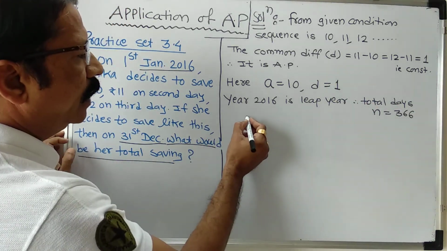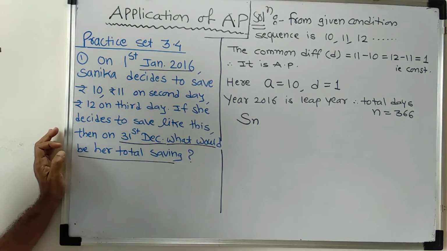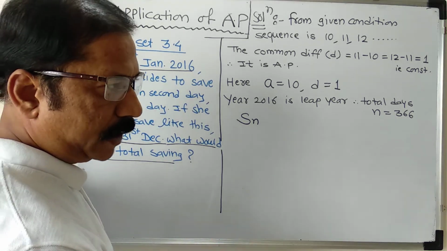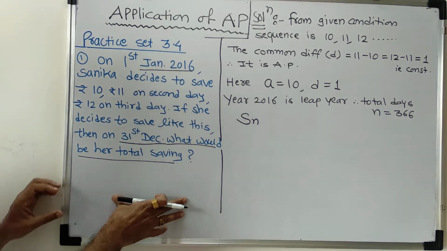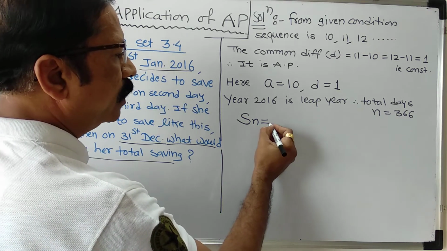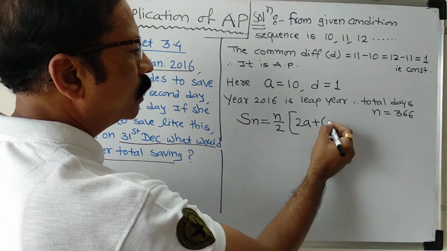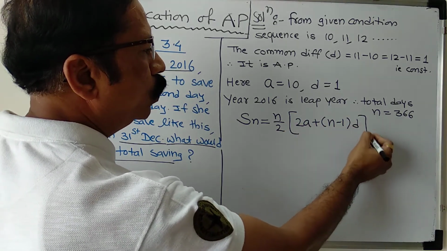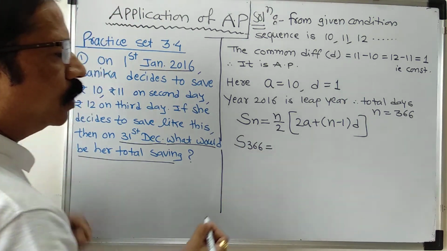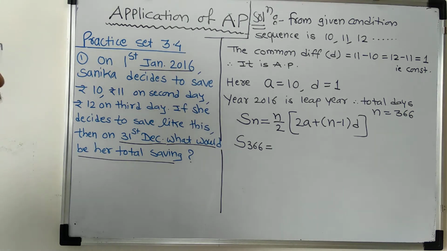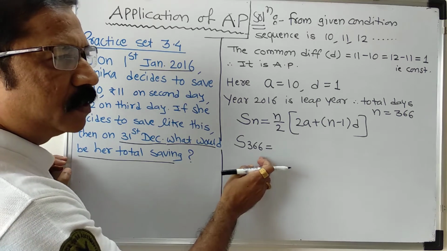So you have to find Sn. So first you have to select the formula. You have to use either Tn or Sn. In this sum, you have to find the total saving. So we are going to use the formula of Sn is equal to n upon 2 into bracket 2a plus n minus 1 into d. So you have to find the saving of her 366 days. You have to find her total saving in 366 days.